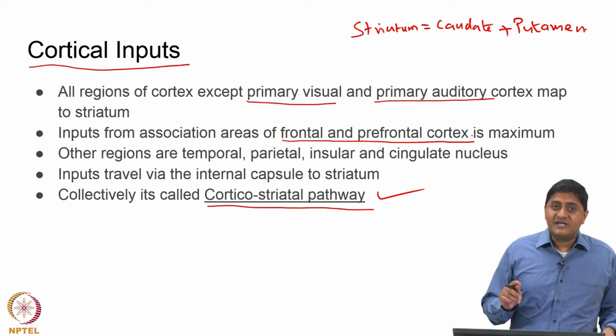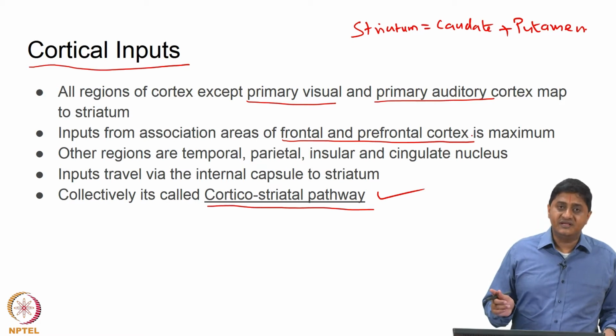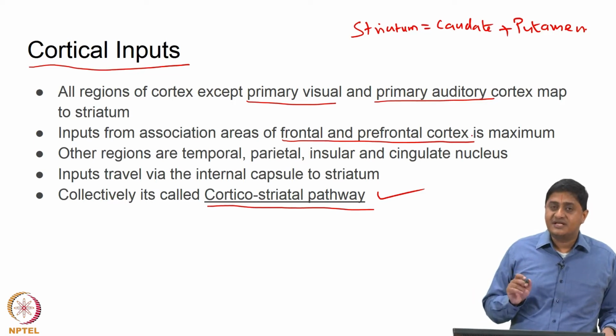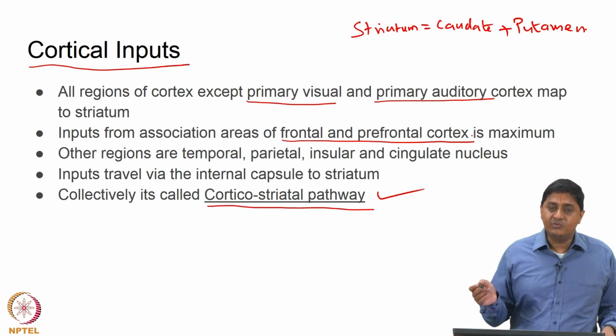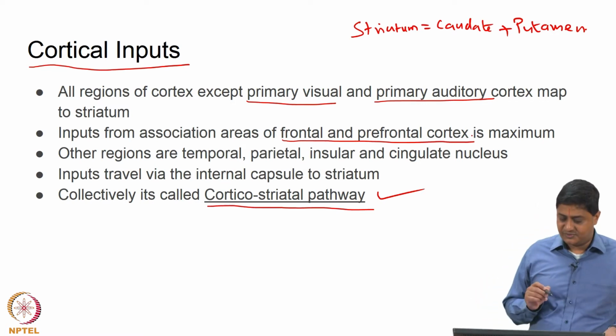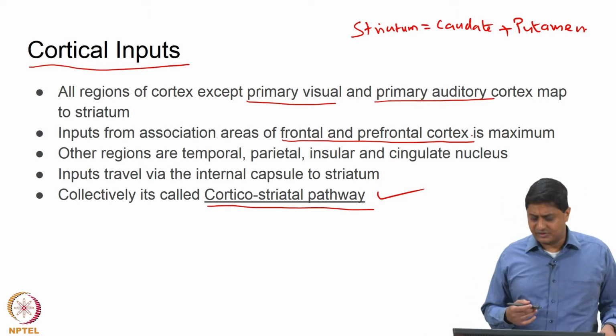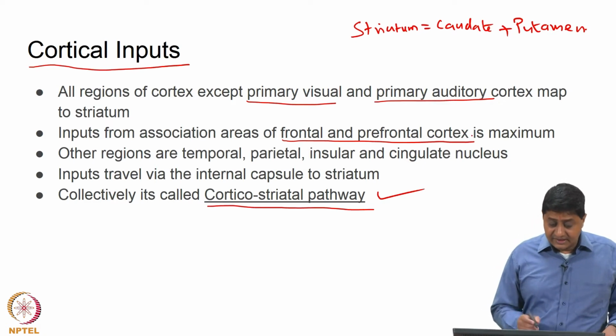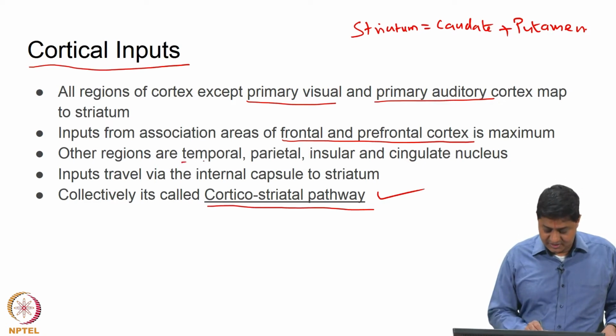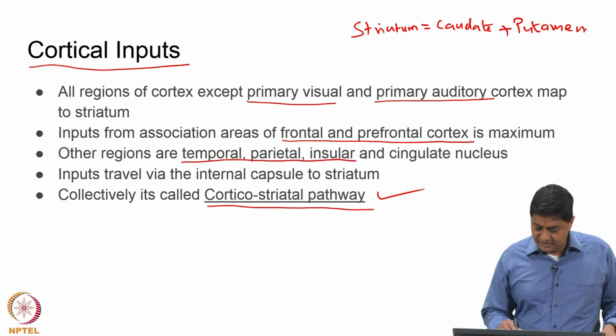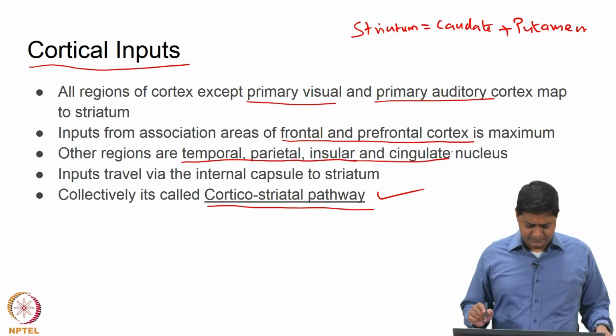However, the basal ganglia itself always outputs to the frontal areas associated with the function. So, that means the basal ganglia may be receiving input from other cortical areas, but it will always project its output to the frontal cortex. The basal ganglia also of course receives major inputs from the frontal cortex, right. And what are the other regions from which it receives its inputs? Temporal lobe, parietal lobe and insular and cingulate cortex, right.